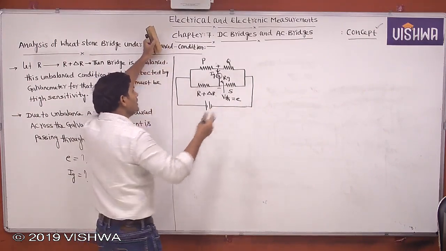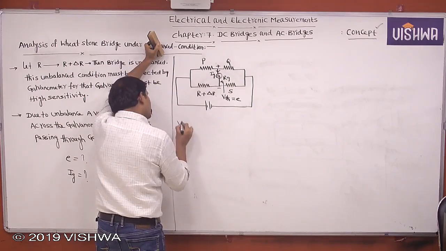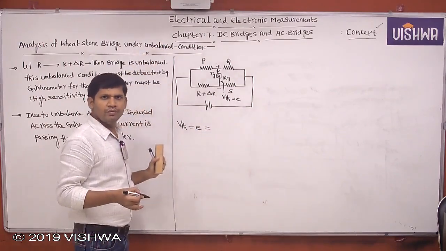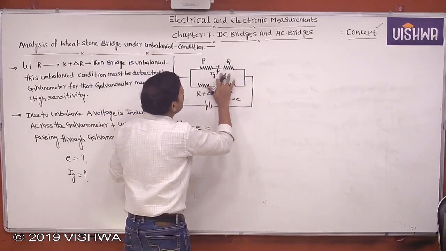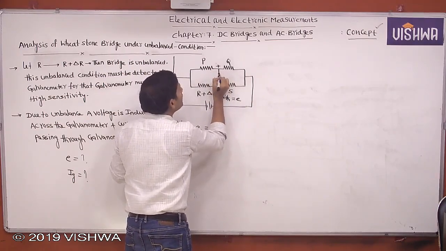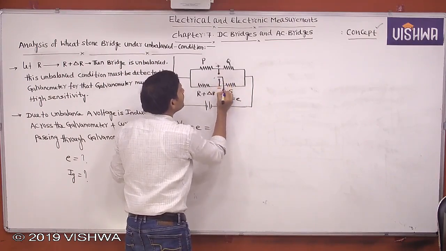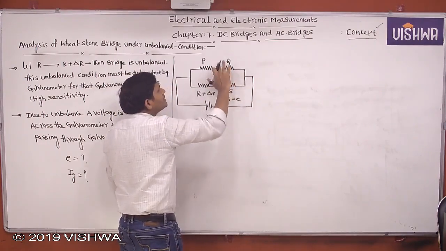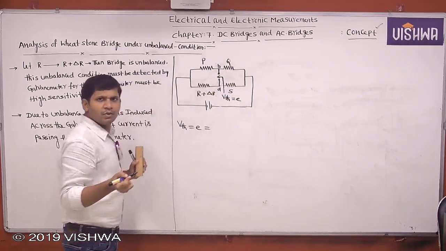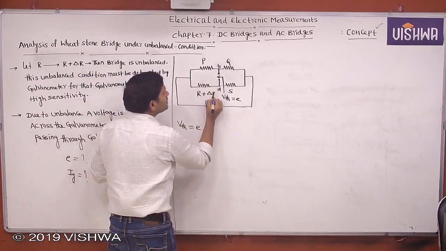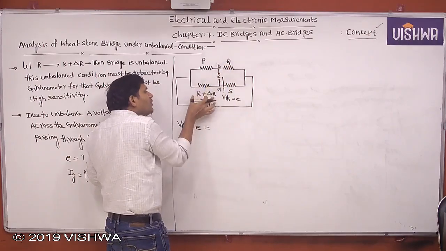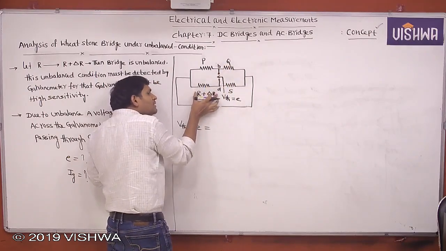First I want to calculate Thevenin's voltage. How to calculate Thevenin's voltage? VTH equal to E equal to. Any notation you follow. Now I want to find this voltage, VTH or E. What is the voltage across these two terminals? Let this be B and this be D. Because of the change of this resistance only we are getting this voltage now. That's why you define the voltage from this one.